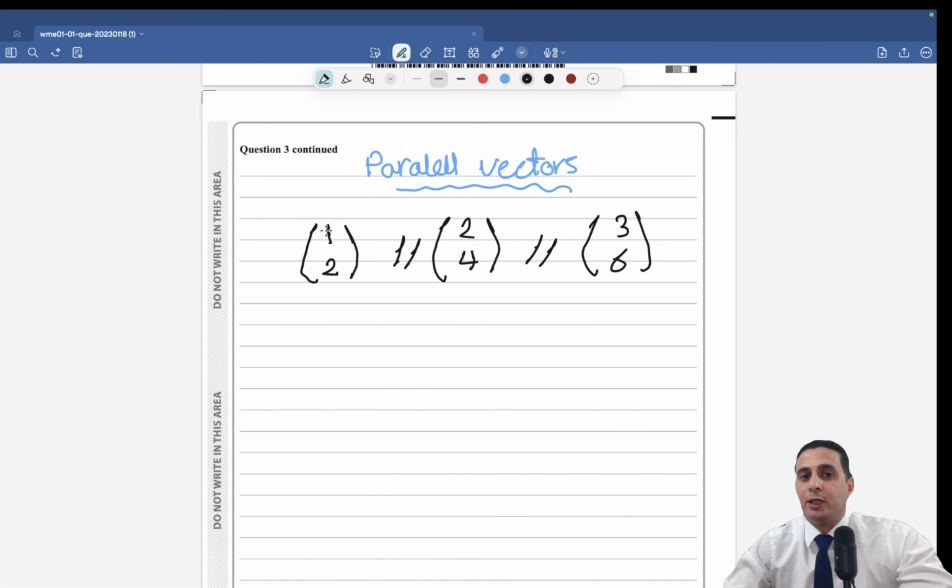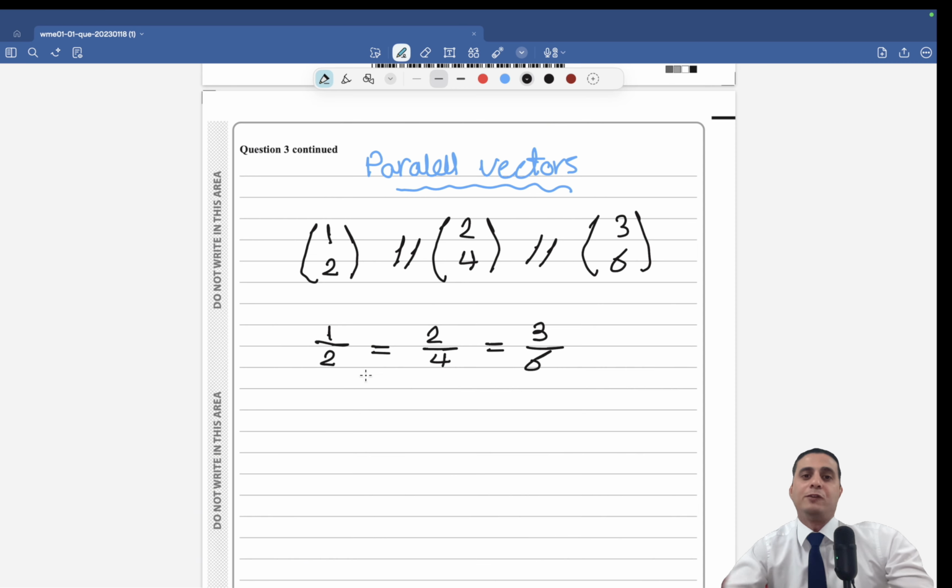What do I notice about all of these? The i component divided by the j component for all of them is the same. This one here is 1/2. It's the same as 2/4. It's the same as 3/6. Which means if I have two vectors that are parallel, the i component divided by the j component for the first vector is the same as the i component divided by the j component for the other vector.